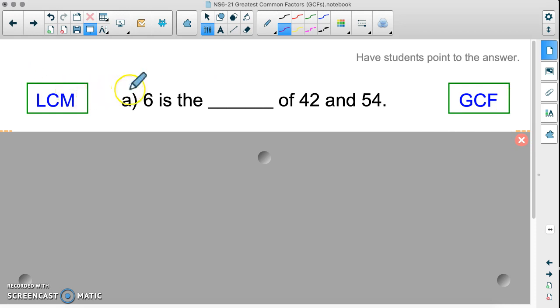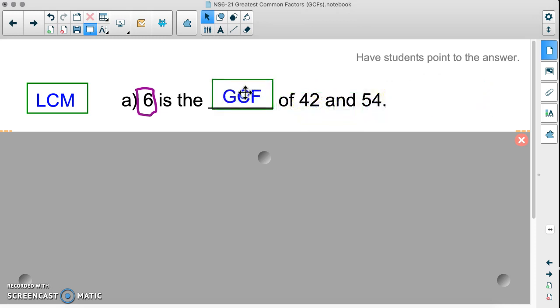So for A, 6 is the blank of 42 and 54. Well, we can see that 42 and 54 are both larger than the number itself. The number we're dealing with is 6. So we know that 6 is the greatest common factor of 42 and 54.